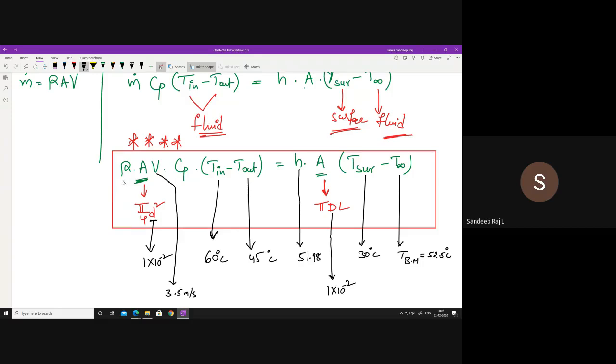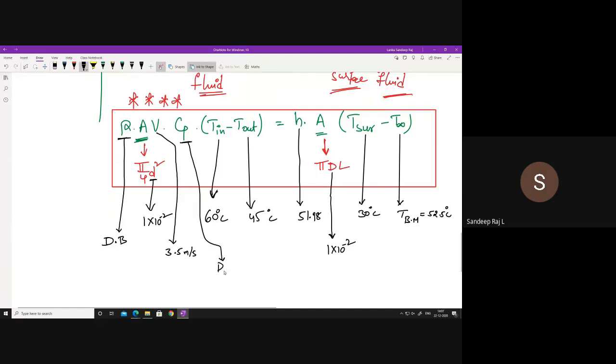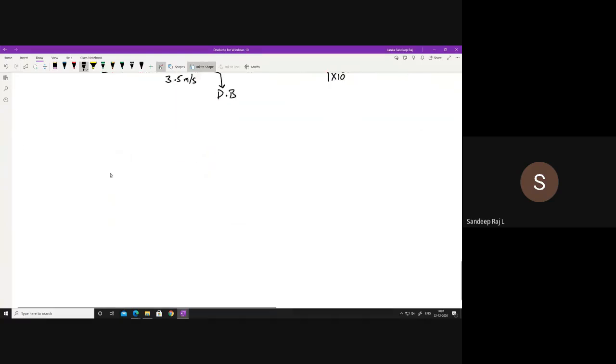Now, come to the rho Cp. Do you know rho? Is it given in the question? It's not given in the question. So what do you have to do? You have to refer to the data book and get it. How about Cp? Cp is also the same story. You don't have the Cp value directly in the question. So you have to get rho and Cp from the data book. So quickly do that. So rho, what is it?